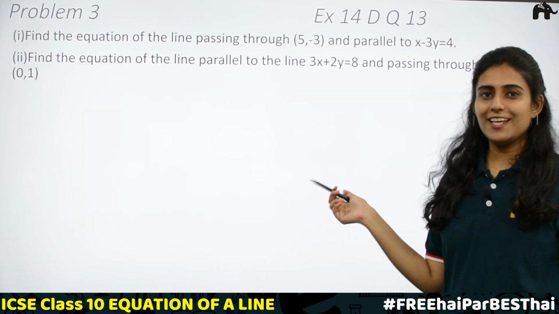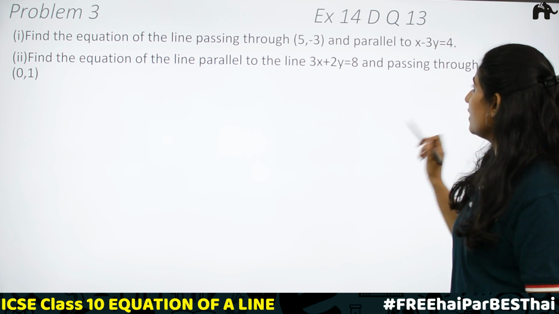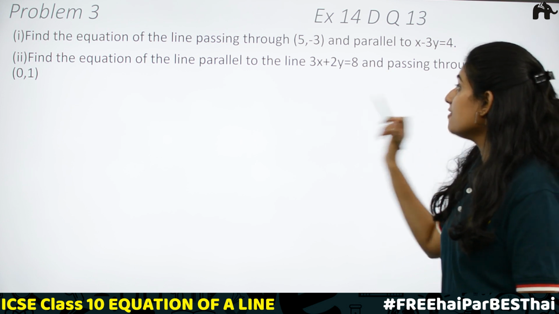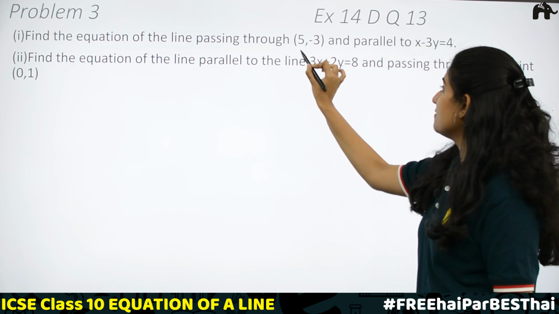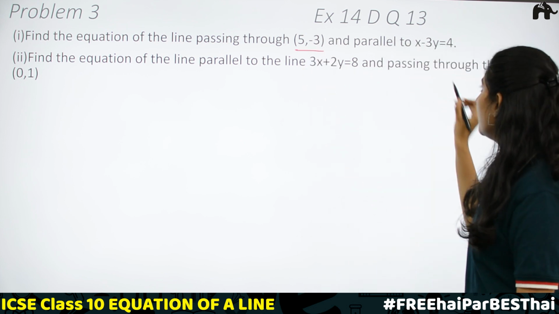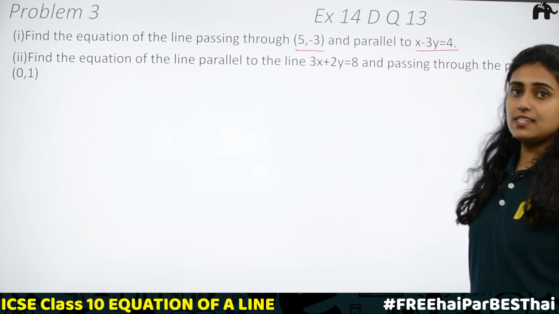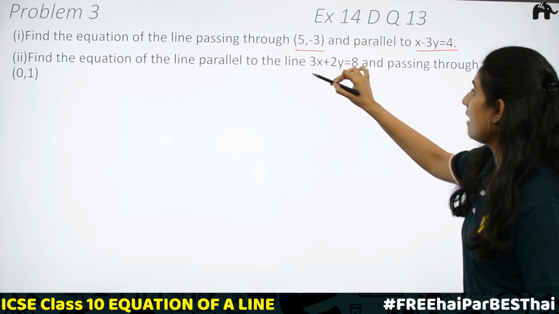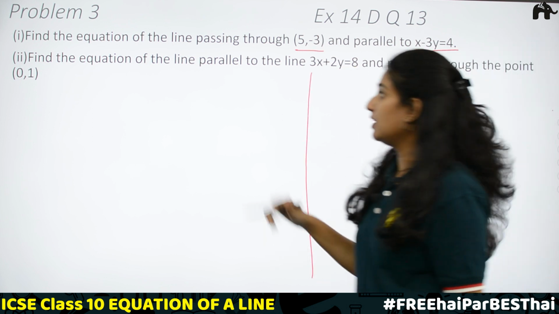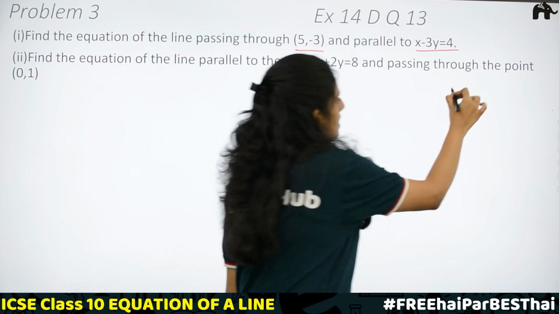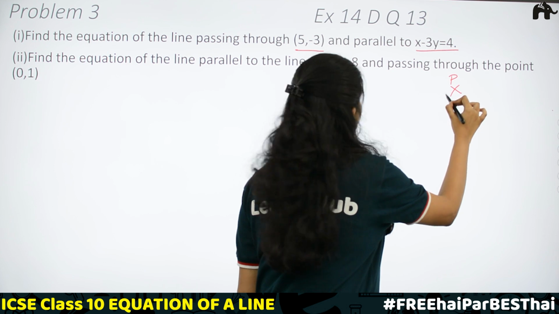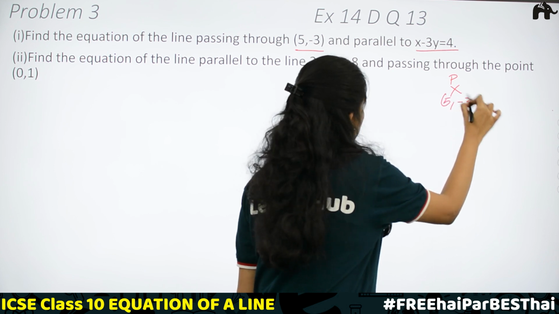Understood this? Next, problem 3, question 13 of exercise 14D. Find the equation of the line passing through the point (5, minus 3) and parallel to x minus 3y is equal to 4. We have to find the equation of a line passing through a point. Let us take a point P of coordinates (5, minus 3).